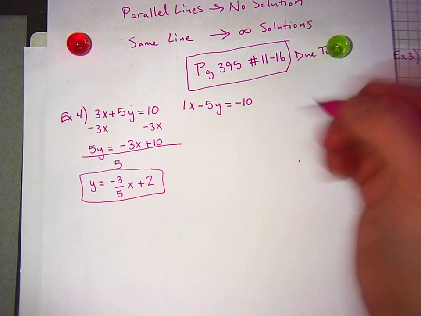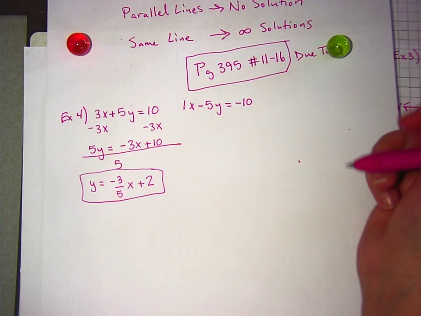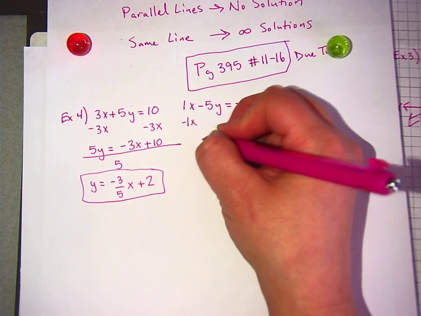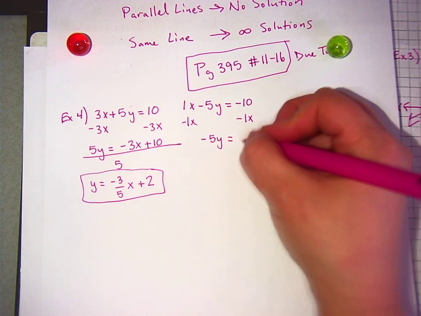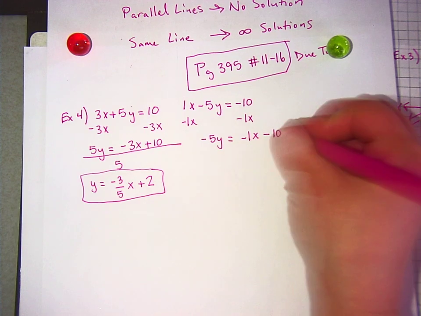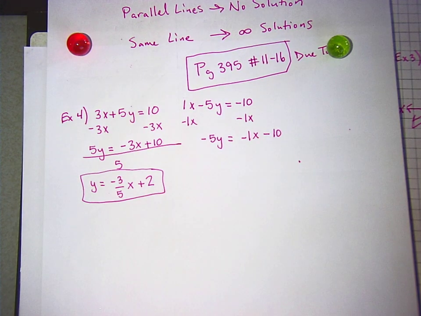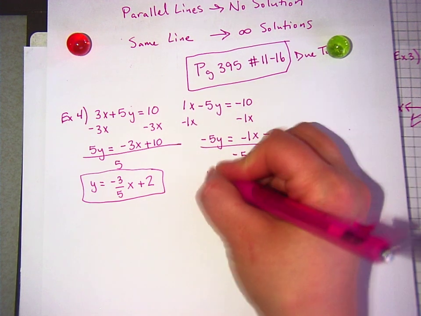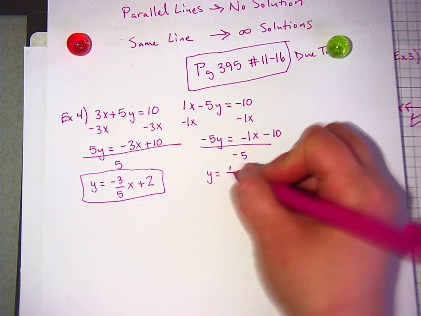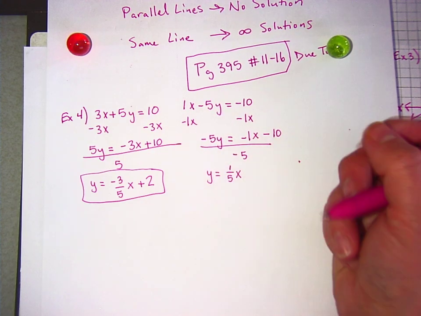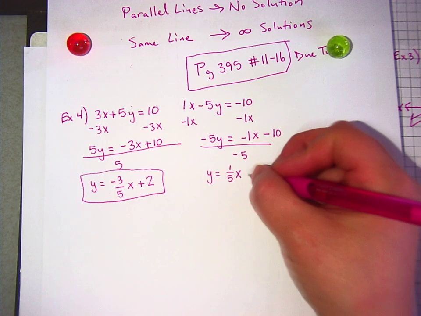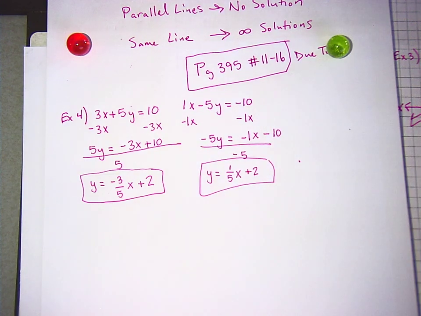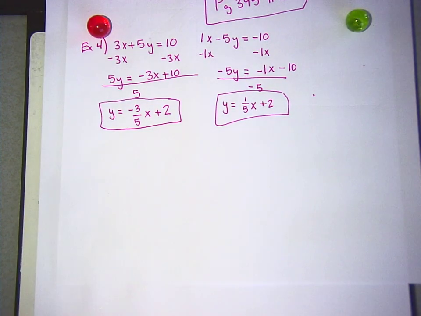All right, and then I'm going to go over to this one. What should I do for this one? Minus 1x on both sides. That's negative 5y equals negative 1x minus 10. And then? Divide by negative 5. You need to be writing. Y equals positive 1/5. Why is it positive? 2 negatives, yep. Negative divided by a negative equals a positive. So this is plus 2 now. All right, those are my two graphs. I'll leave it up for a second so that you can definitely write it in.